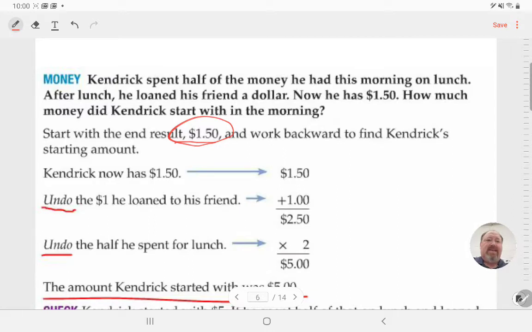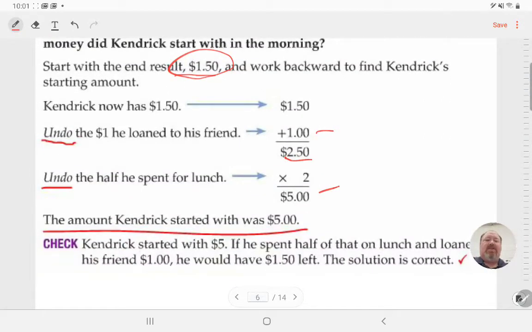So the last thing he did was he loaned a friend $1. So we have to add back in that dollar. Now we have $2.50. Now we know before that, when he had a start of money, he had spent half of that on lunch. So when he spent half of that, that means we divided the total number by 2 to get the half of it, okay? And that's 2.50. The opposite of division is multiplication. So we could simply multiply 2.50 by 2, and that gives me $5. So the amount Kendrick started with was $5.